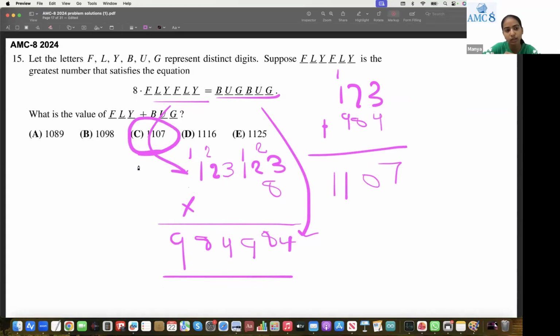Does anyone have any questions on this problem or any of the problems that we talked about so far? Okay, if no one has any questions, then we'll have a 2-minute break.